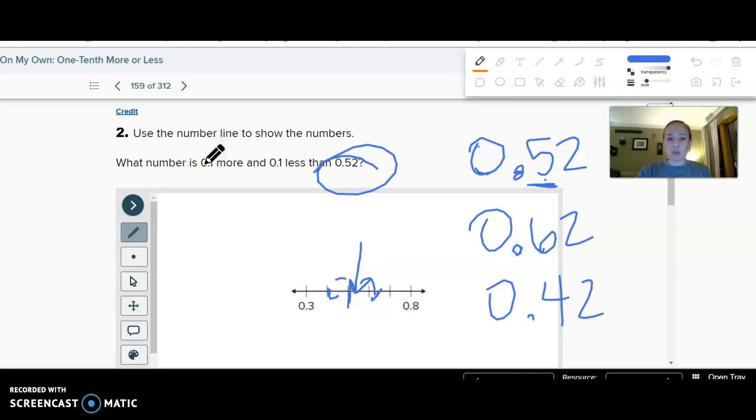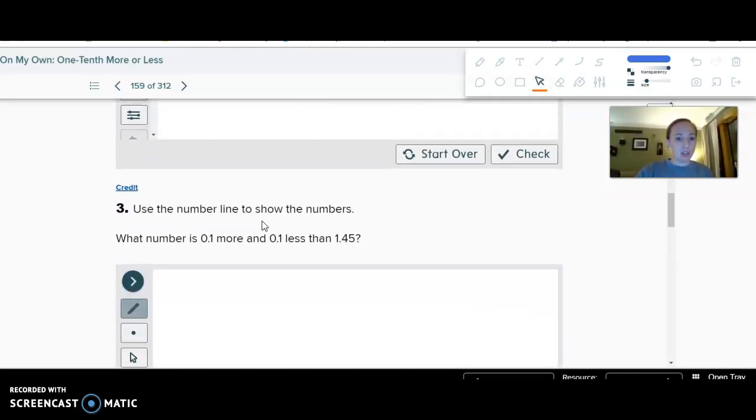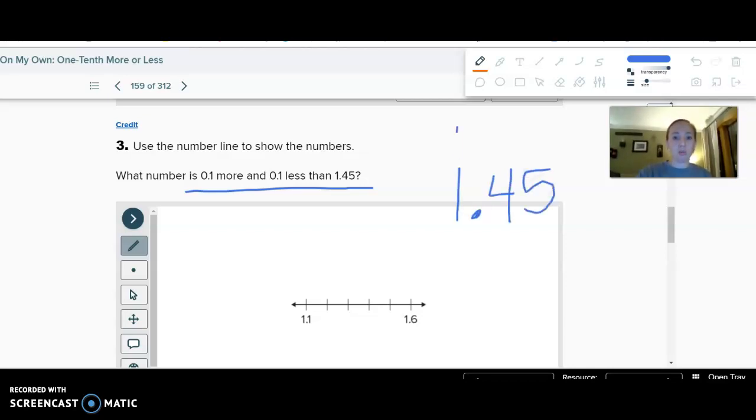It's like counting by 10, sort of. Because remember, 1/10, you could also think of it as 10 hundredths. So I'm counting up 10 or down 10. All right, go ahead. See if you can figure out what number is 1/10 more and 1/10 less than 1 and 45 hundredths. All right, hopefully you got that it's 1 and 35 hundredths is less, and 1 and 55 hundredths is 1/10 more.